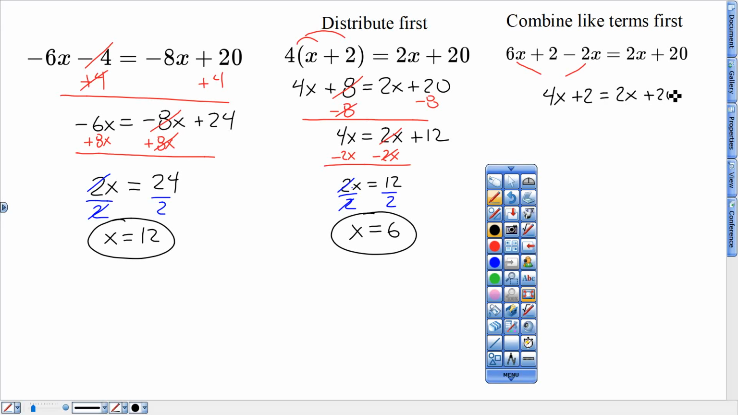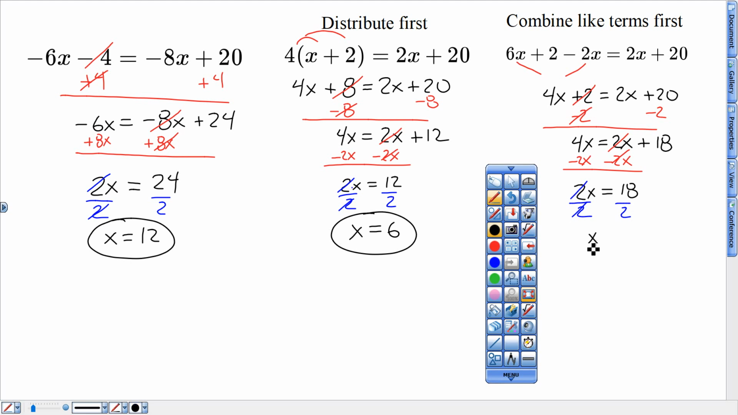Build that rhythm. Here we go. Start on the left. Get rid of the plain number on the left. This gives me 18. Stay on the right. Eliminate the variable on the right. This gives me 2x. Bring down the equal. Bring down the 18. Back to the left. Divide. We'll be practicing these many times. Gives me x equals 9.